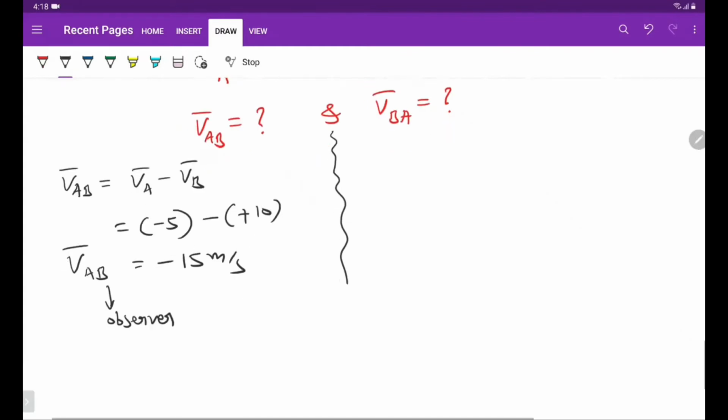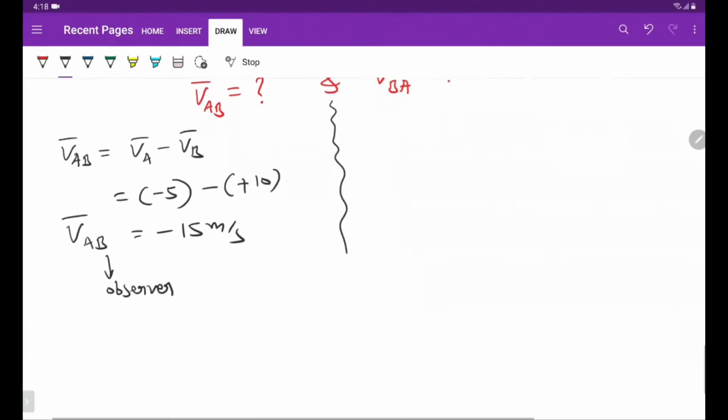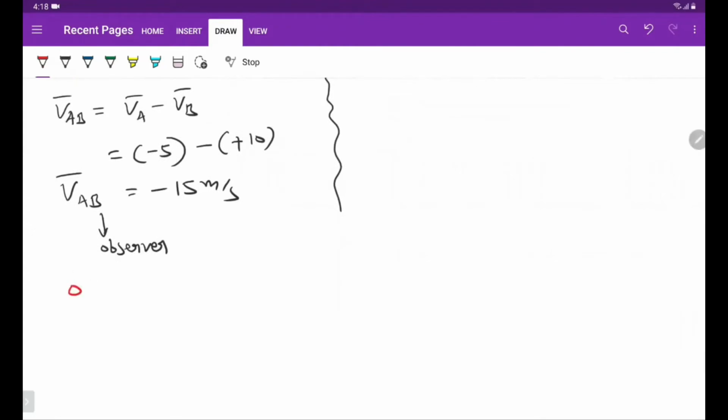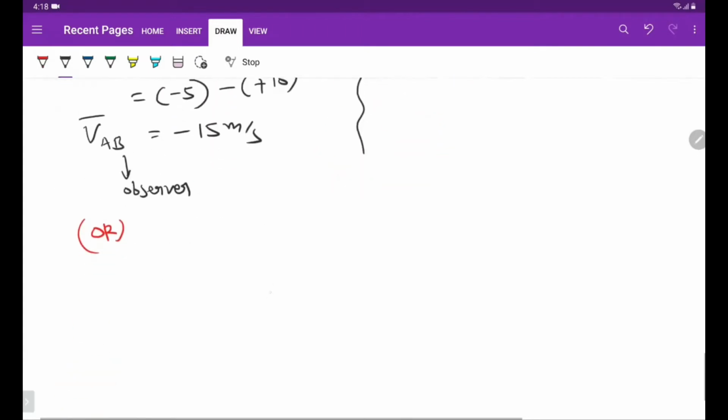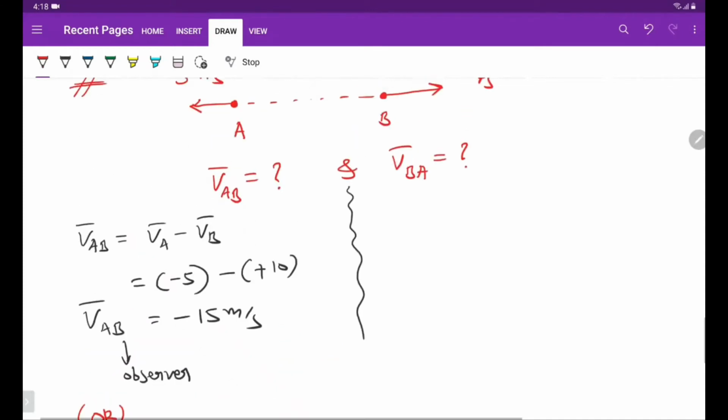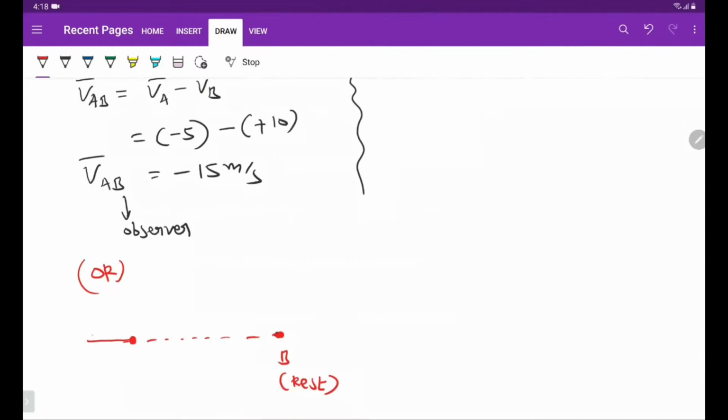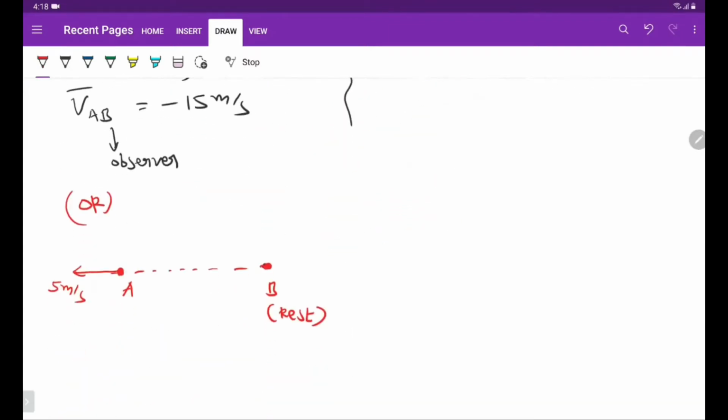We get the same answer using another technique. Here B is the observer. Assume that B is not moving at all, so B is at rest. He feels that he is at rest and that only A is moving. A's speed is already left side, 5 meter per second. Now add B's velocity to A in the opposite direction. Its speed is 10 meter per second.